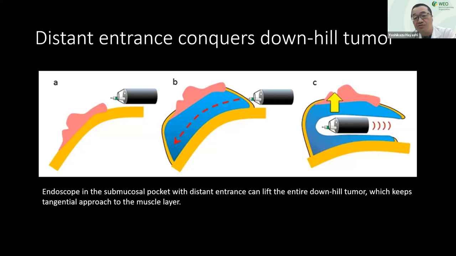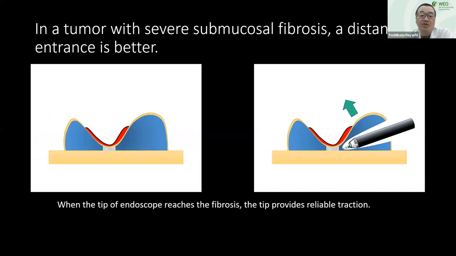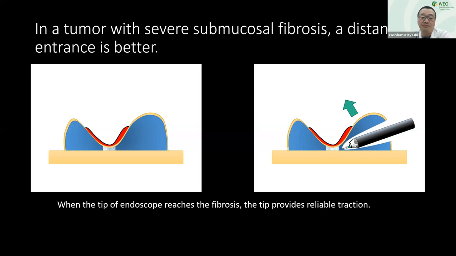In addition, a distant entrance conquers a downhill tumor. With the endoscope in the submucosal space, a distant entrance can lift the entire downhill tumor, which keeps a tangential approach to the muscle layer. Moreover, a distant entrance conquers a tumor over a fold. Even though the tumor is over a fold, it can be managed by the endoscope in the submucosal space with a distant entrance. In a tumor with severe submucosal fibrosis, a distant entrance is better. So when the tip of the endoscope reaches the fibrosis, the tip provides reliable traction.